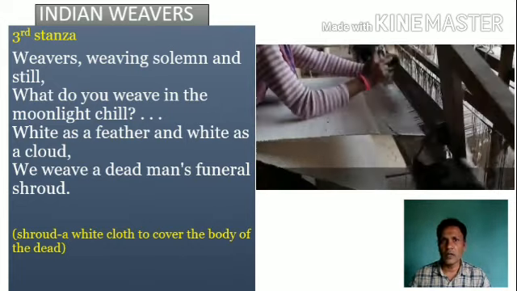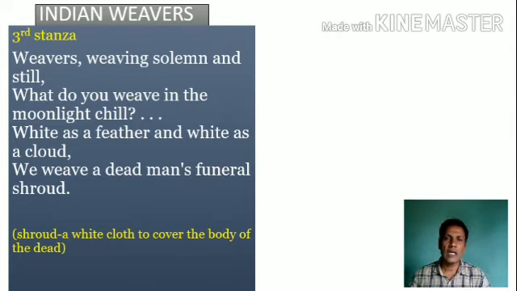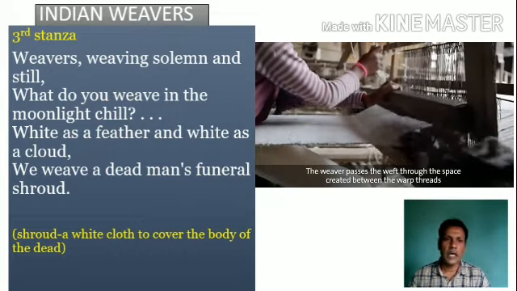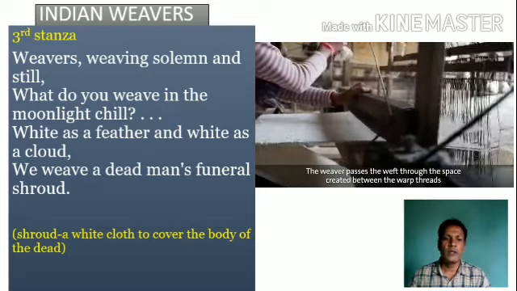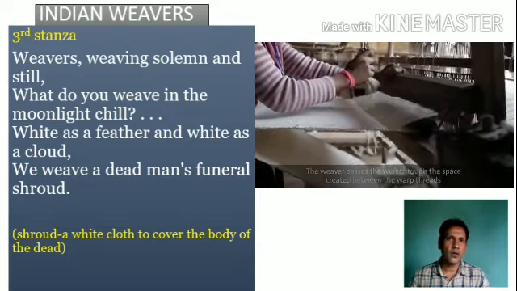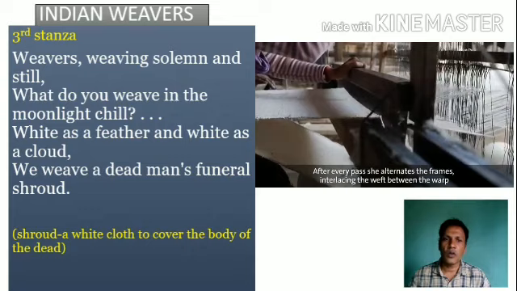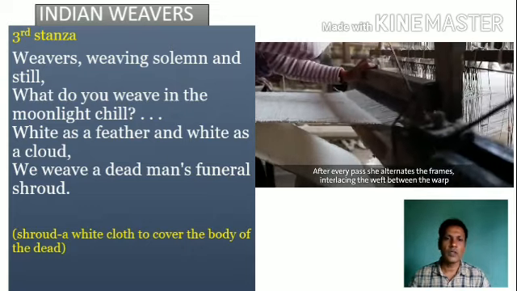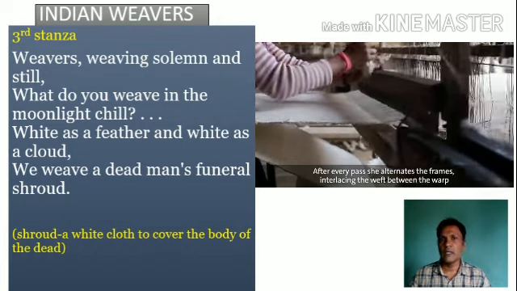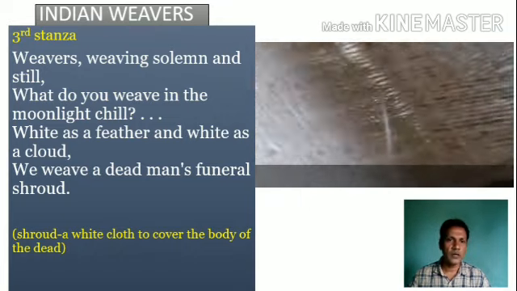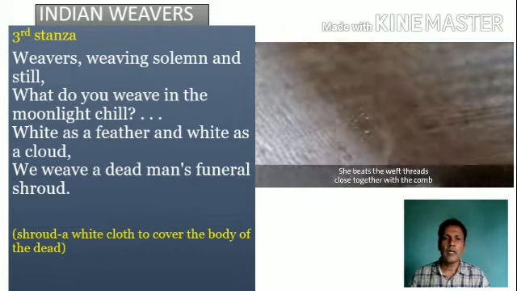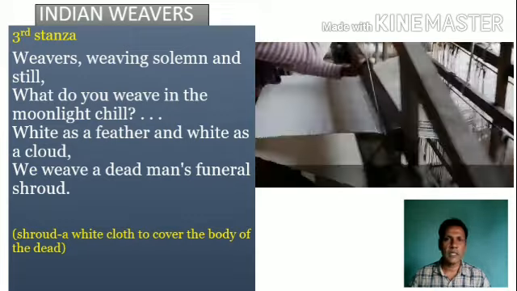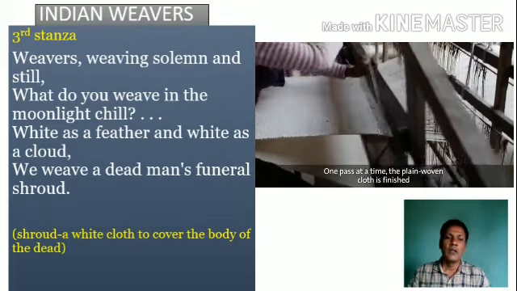And the word shroud itself suggests the last stage of our life, that is death. The weavers answer that we are weaving a shroud, a white cloth, and that cloth is directly compared to the feather of a bird and to the white cloud. There is a direct comparison between the shroud and the feather and the white cloud, and that is why here also the poetess has used simile.